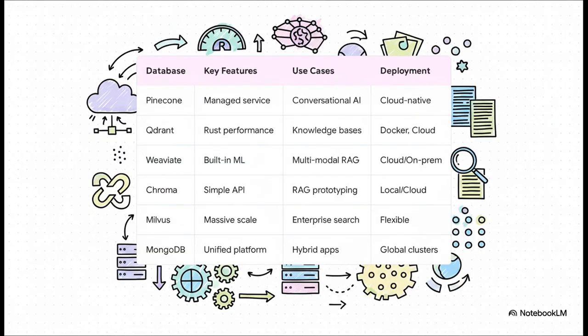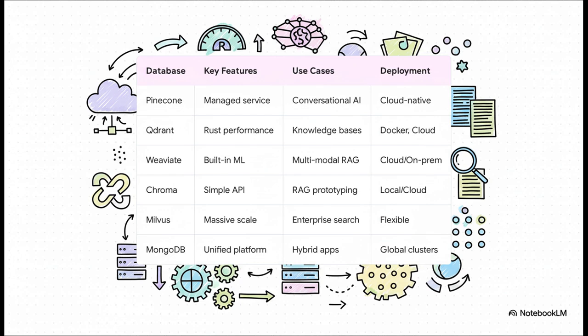So here's a quick rundown of the big players. You've got your cloud-native services like Pinecone, which are super easy to get started with. Then there are the open-source powerhouses like Qdrant, really focused on performance. Weaviate is packed with all sorts of features. And of course, you have the big, established players like MongoDB getting in on the action.